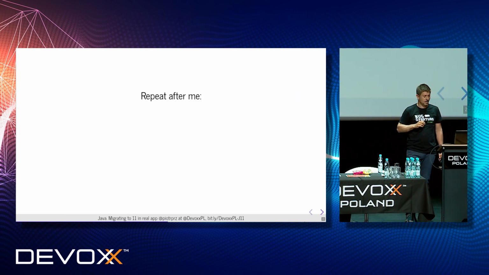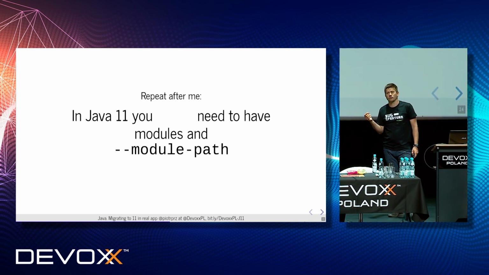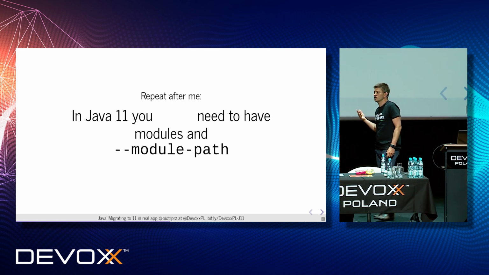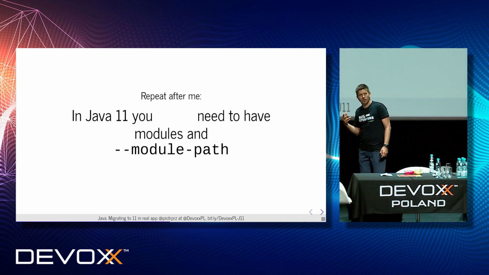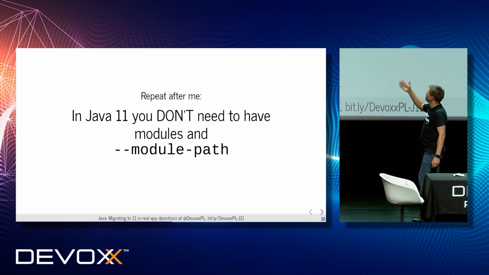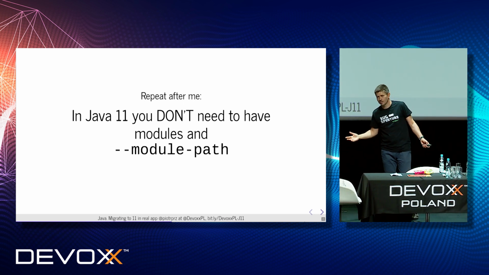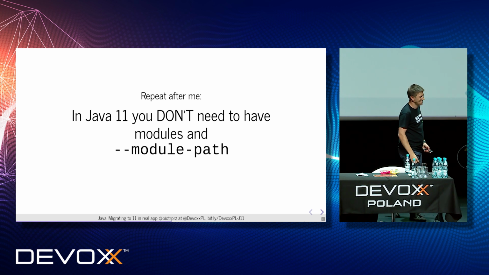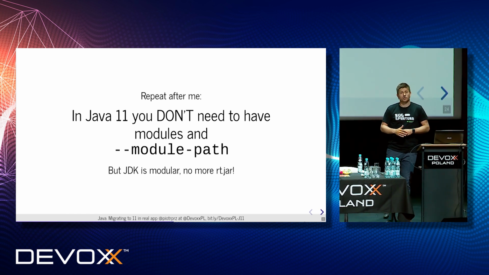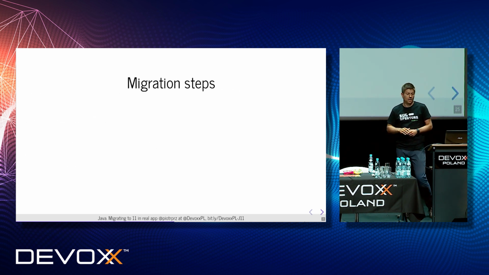So now you can repeat after me for the second time, because many people say that in Java 11, to run an application, you need to have modules in your code, because Java is modular, because Jigsaw was introduced in Java 9, and so on, blah, blah, rubbish. So repeat after me: in Java 11, you don't need to have modules and module path. If you wish, it's not obligatory. But the JDK is modular. There's no more rt.jar file, okay? They are just modules.